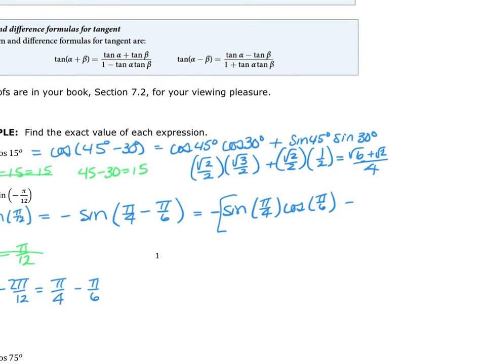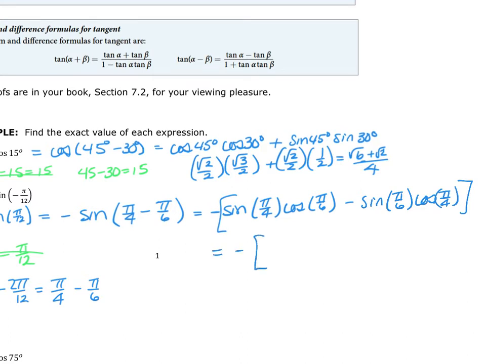Now I deviate a little bit from the sine, cosine, cosine, sine. I actually do the sine again. This time I'm going to do pi over 6, and then the cosine of pi over 4. It doesn't matter, it's going to get the same answer, but it's just what I like to do.